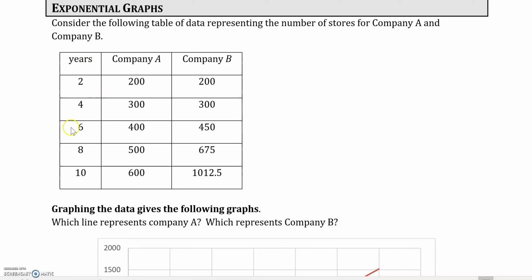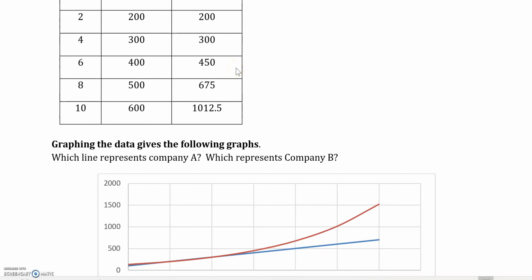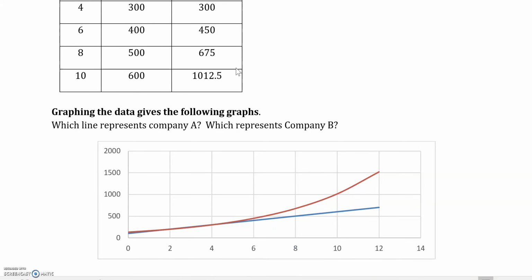So we have your time variables along the horizontal axis, and then we will plot the y values for company A and the y values for company B. This results in two different curves being shown on the graph below. So we want to look at the data as well as the graph that's provided and determine which of the graphs represent company A and which represent company B.